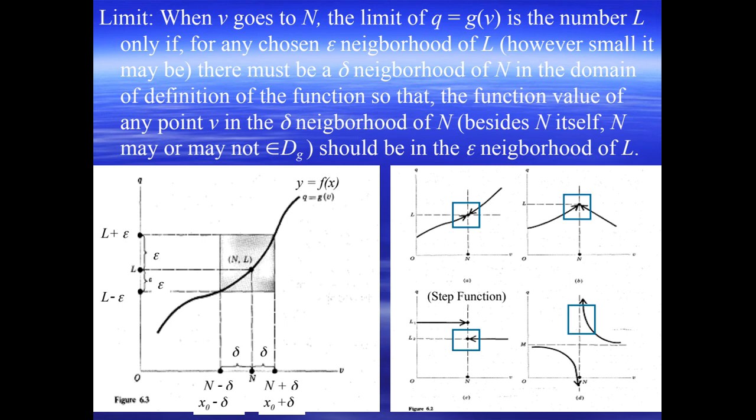I repeat, when v goes to n, the limit of q equals gv, you can take y equals fx if you wish, the same thing, is the number L only if for any chosen epsilon neighborhood of L, however small it may be, there must be a delta neighborhood of n in the domain of definition of the function, so that the function value of any point v in the delta neighborhood of n, besides n itself, n may or may not belong to the domain of definition of the function, should be in the epsilon neighborhood of L.